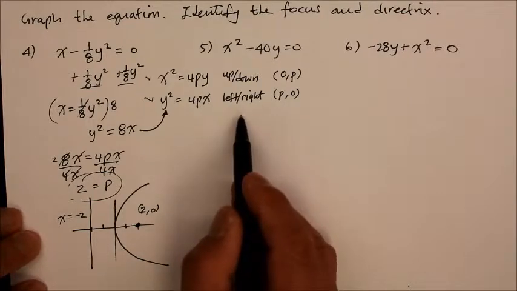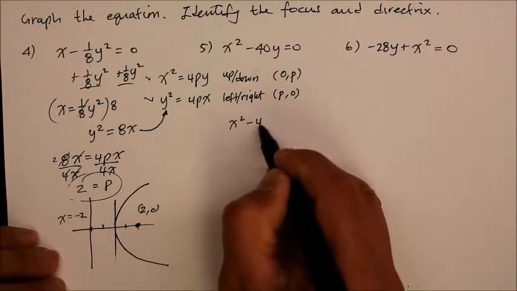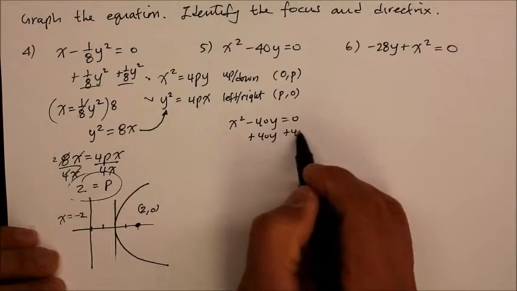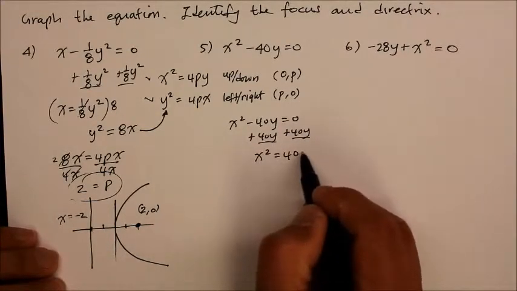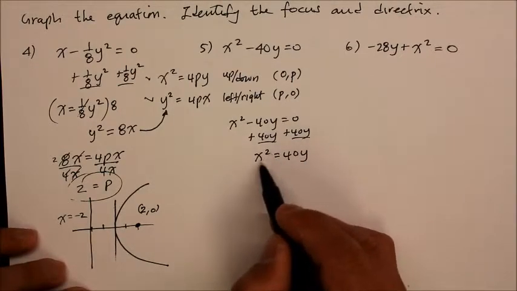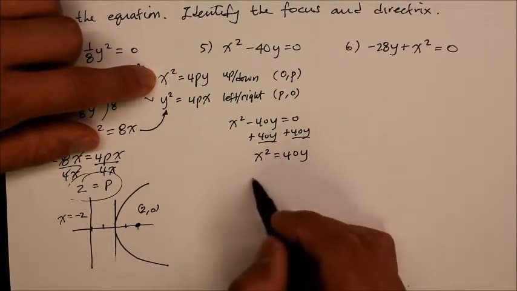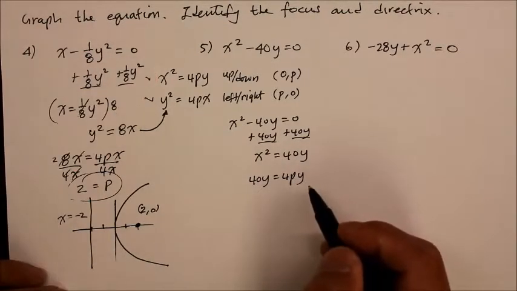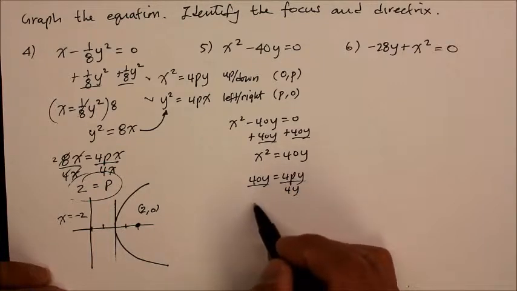Okay. And number 5. Once again, x squared minus 40y is equal to 0. We're going to add 40y to both sides of the equation. So we end up with x squared is equal to 40y. I know what x squared is, so this time I'm going to take the x squared equals 4py standard form and substitute it in, so it becomes 40y is equal to 4py. I'm going to divide both sides of the equation by 4y to solve for p.